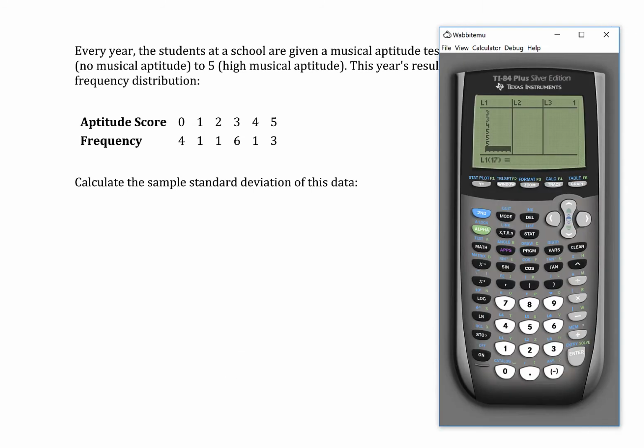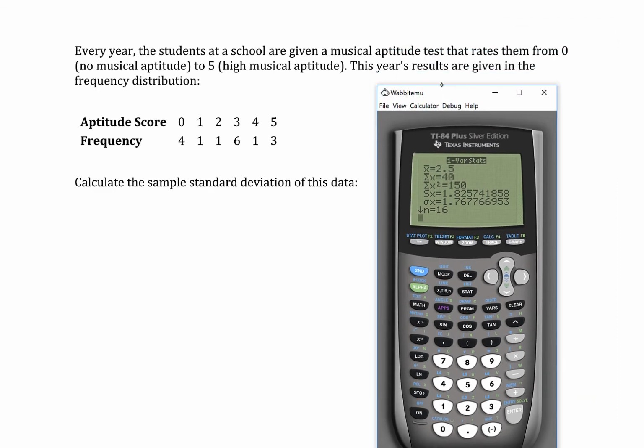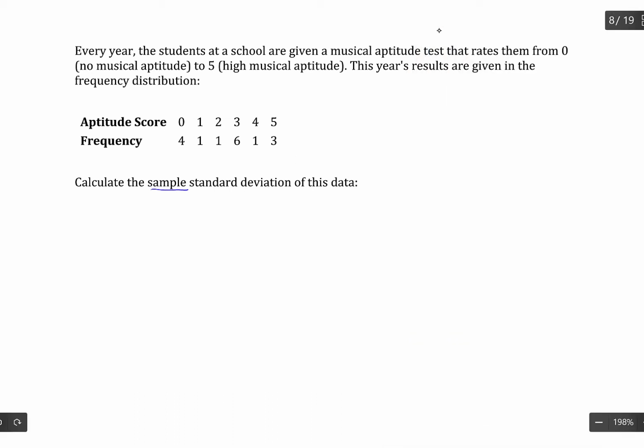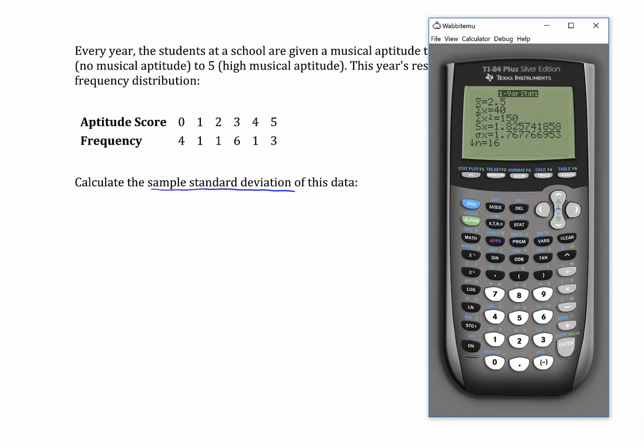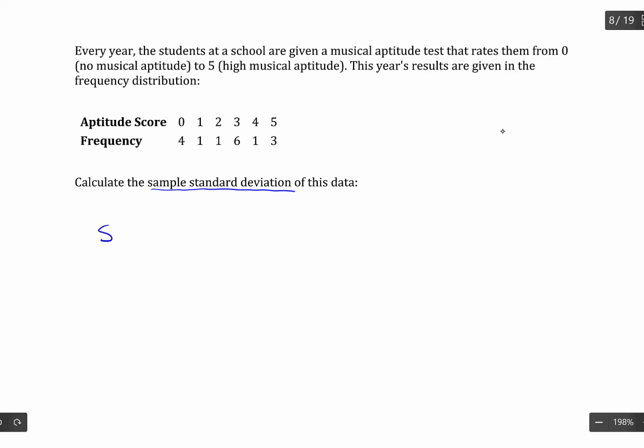Now, if I were to calculate the sample standard deviation, I could just use the one-var stats. My data is in L1. I have no frequency list. Then press calculate, and I get a sample standard deviation, or actually is that... Oh, it is a sample. It's mentioned right here: sample standard deviation. You always need to know that because the calculation of a sample standard deviation versus a population standard deviation is different. But this is a sample, so the sample standard deviation would be 1.83.